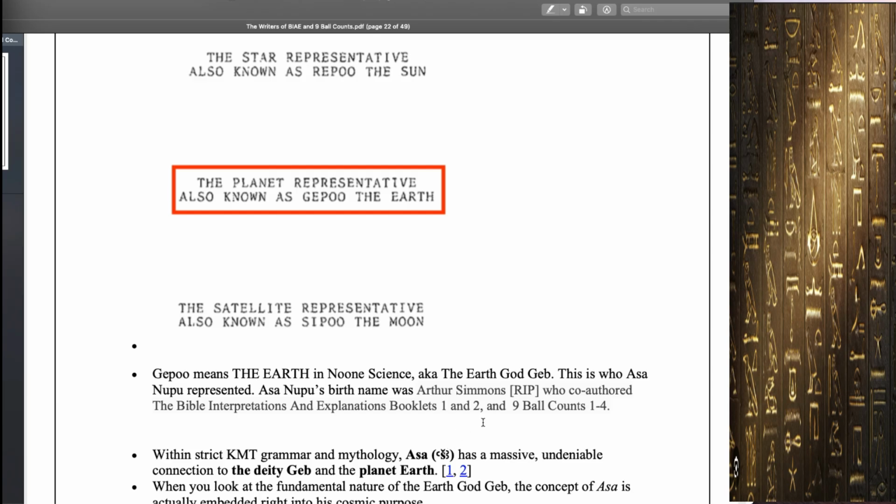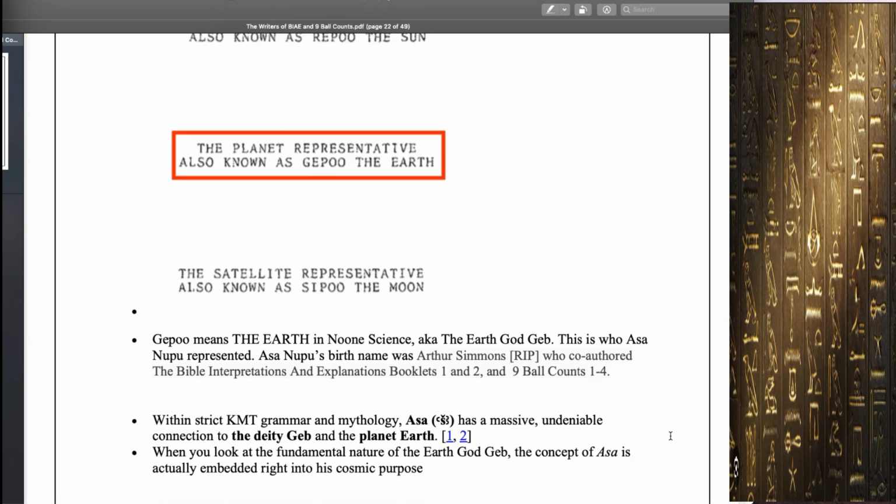Asa Nupu's birth name was Arthur Simmons, rest in power, who co-authored the Bible Interpretation and Explanation books 1 and 2 and the Noun Book Accounts 1 through 4. Within strict Kemet grammar and mythology, Asa has a massive, undeniable connection to the deity Geb and the planet Earth.